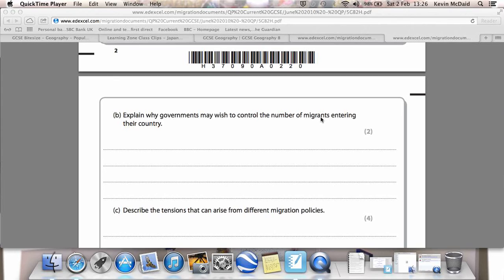No, migrants. So our example here is the USA and Mexico. But then you don't even have to name an example because it doesn't ask you to. It's only 2 marks. Explain why governments may wish to control the number of migrants entering their country. Maybe because they don't want lots of people coming in without any work skills or without any job skills, because then they won't be able to contribute to the economy. Other governments are going to be wary because maybe they are already overcrowded and there's not much space for any more new people. Okay? Simply 2 marks. Don't worry too much about it.